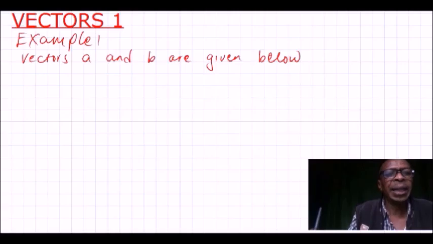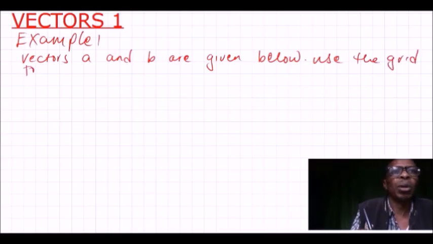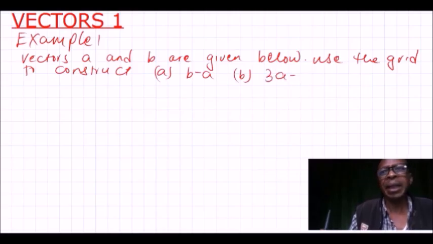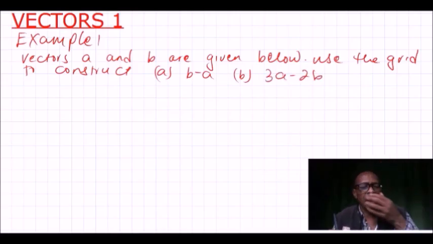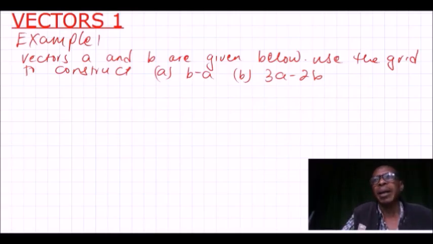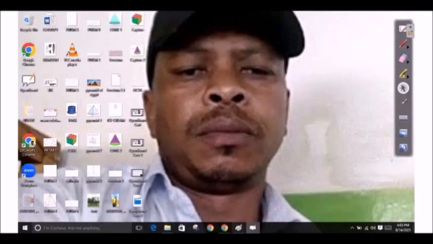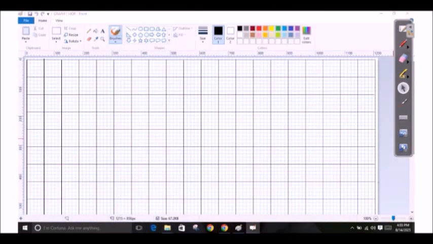Use a grid to construct B minus A. Use the grid to construct, we have A, B minus A, and we have B, 3A minus 2B. Okay. Now with that, let me check whether I'll be able to get a graph which will help us to do that.